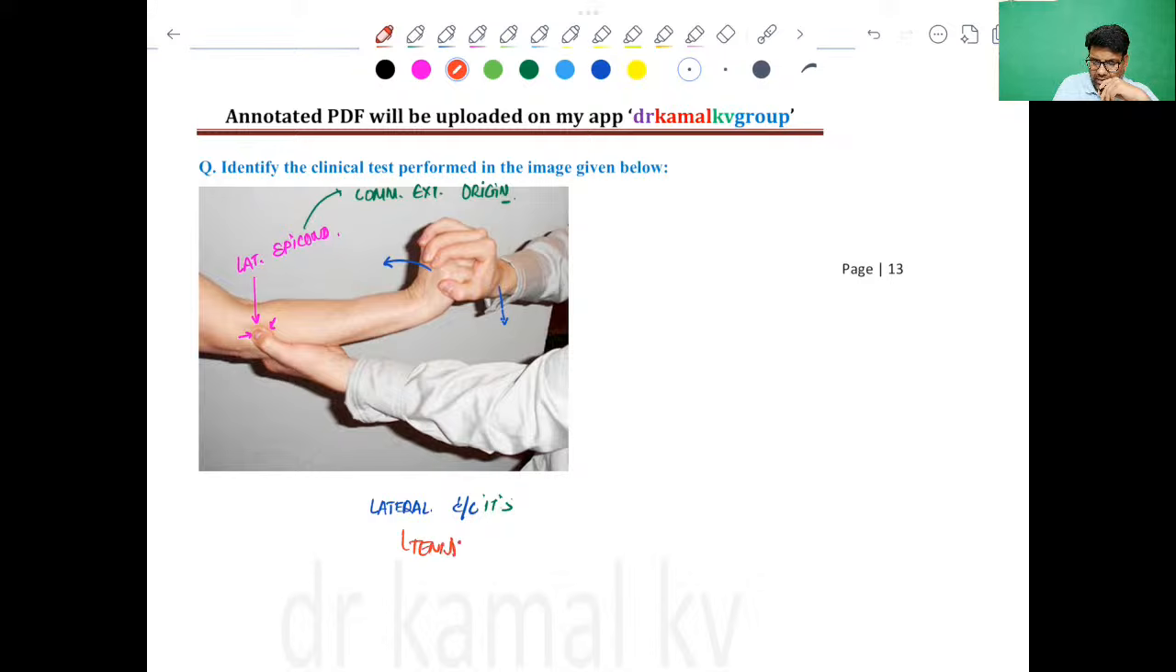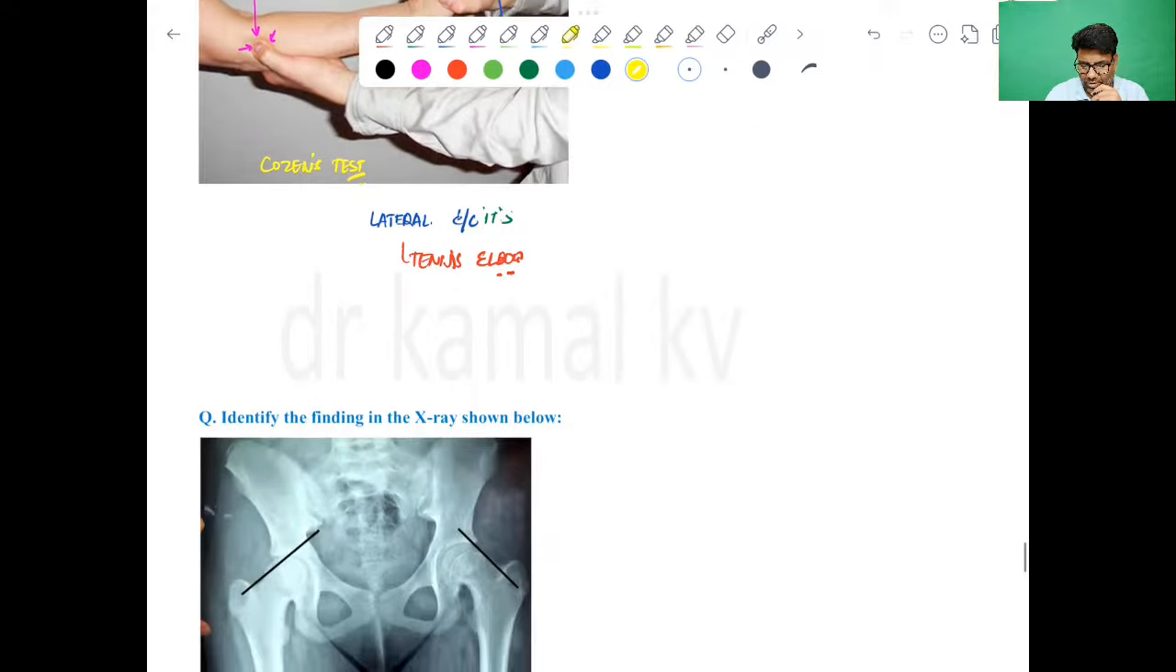And this particular test which is being done here is known as Cozen's test, clear? So this is Cozen's test. We just want to put the extensors of the wrist under stress, and that will produce pain at the lateral epicondyle area. So Cozen's test for tennis elbow or lateral epicondylitis.